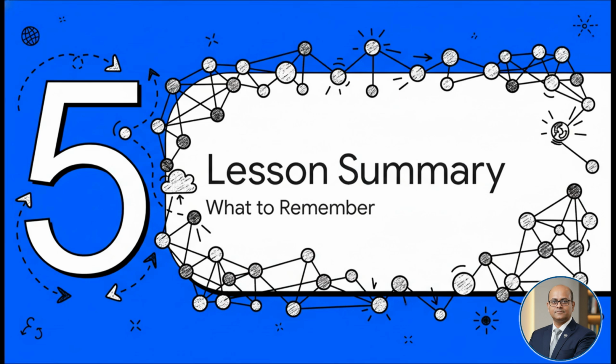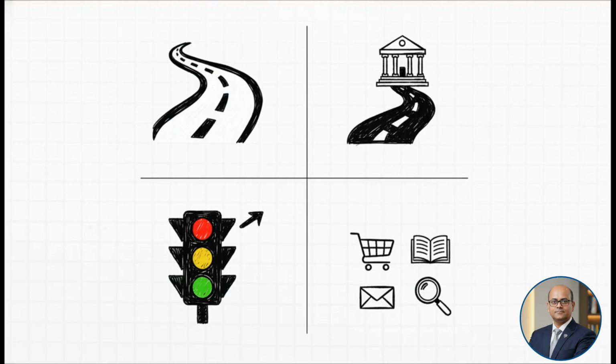Okay, students, we have learned many things today. Let us quickly summarize the lesson. This is what you must remember from today's class. So, let's go over the key points. First, the internet is a huge network, like our roads. Second, the World Wide Web is all the information on that network, like the libraries and shops.